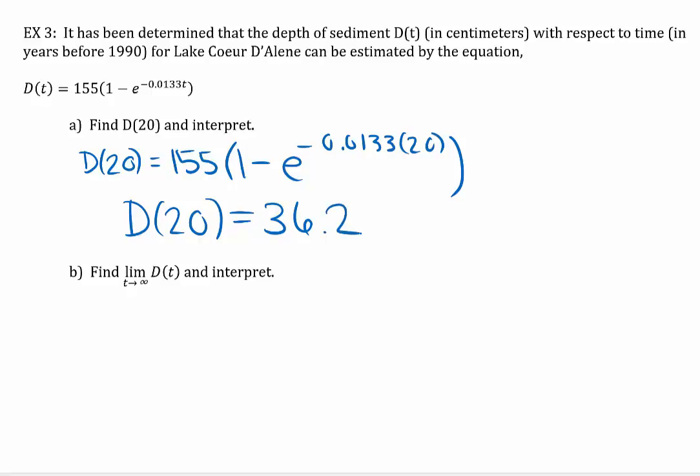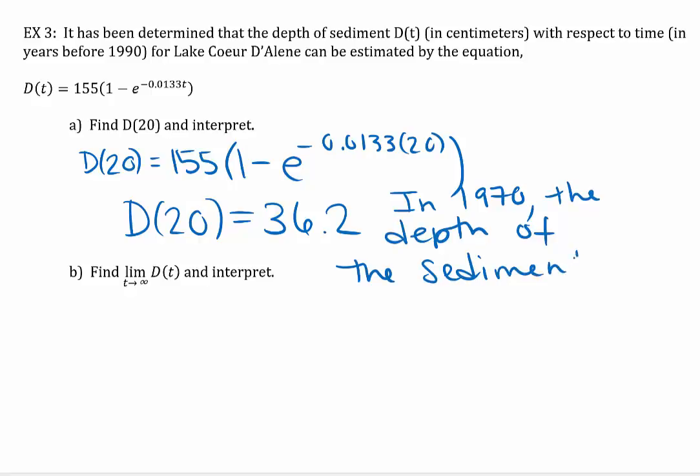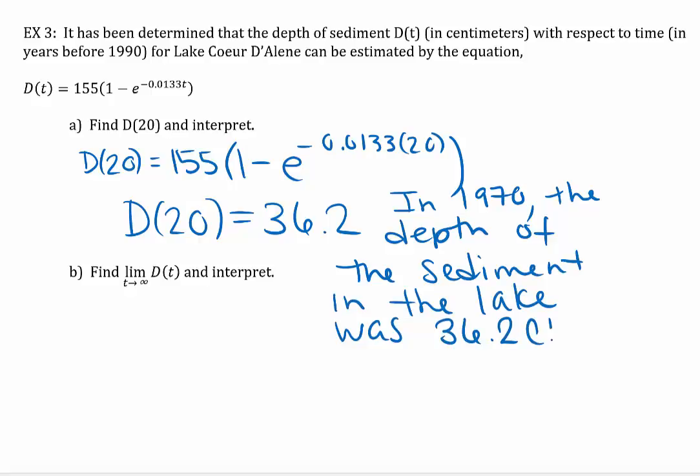Now we're asked to interpret, and so let's see, t is years before 1990. So if t is 20, that means it must be 1970. 20 years before 1990. And D is the depth of the sediment in centimeters. So we could say in 1970, the depth of the sediment in the lake was 36.2 centimeters.